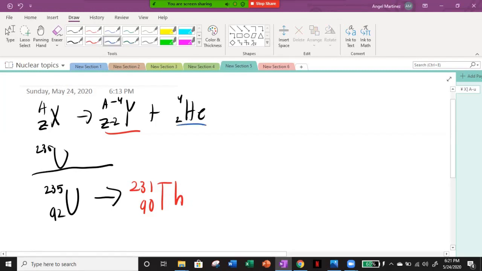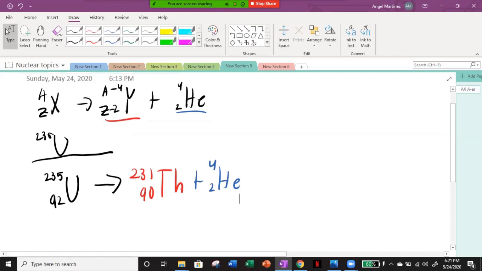And then we add the helium atom. We put a 4 and a 2. So this is all it takes. You take the element I gave you, 235 and so on, and just subtract 4 on the top part, subtract 2 on the bottom one, look for the new element for that atomic number, and then we just replace it there. And we're always going to have this helium atom.